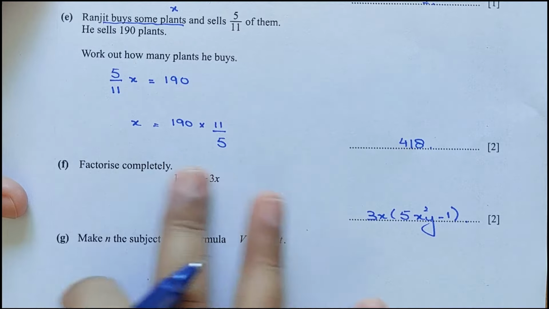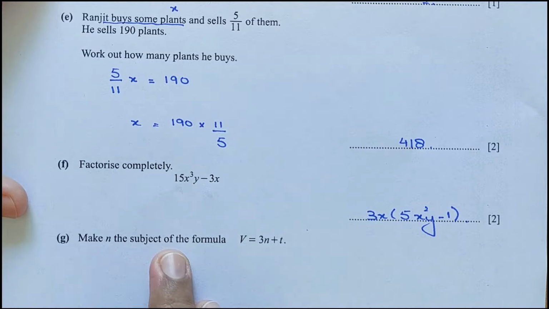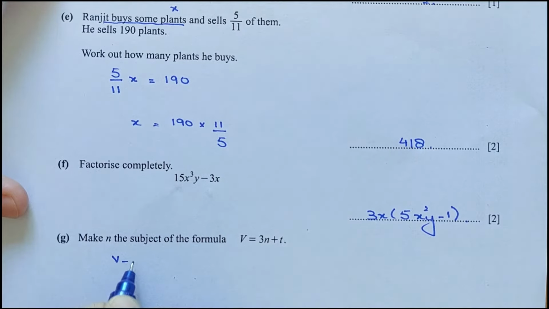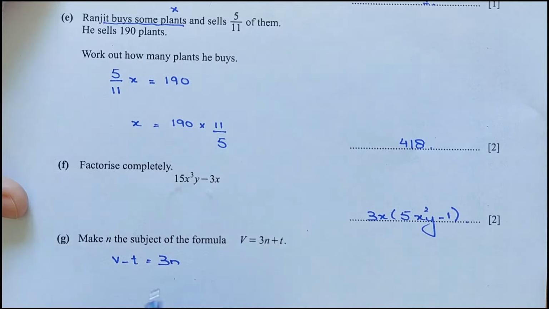Now part G, make n the subject of the formula. So v minus t equals 3n. Shifting the t to the other side, it becomes negative t, right? And then dividing by 3 on both sides to get n. 3 divided by 3 is just 1, so n is going to be v minus t over 3.